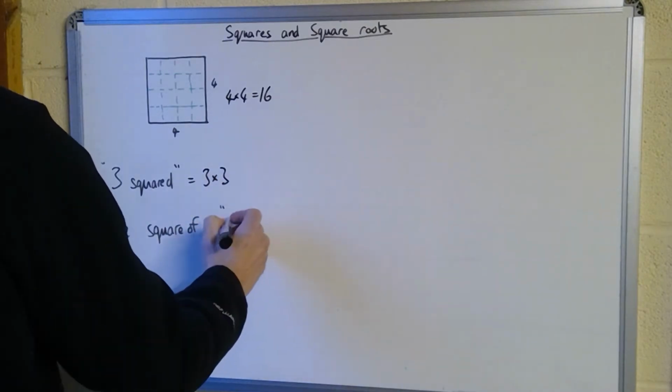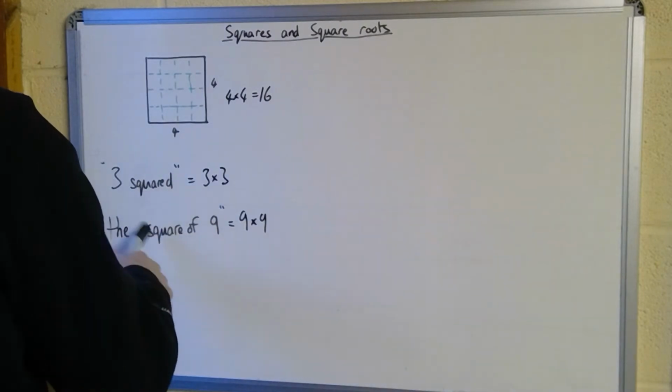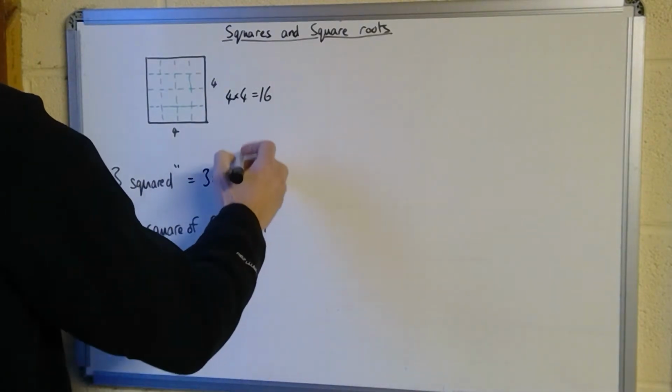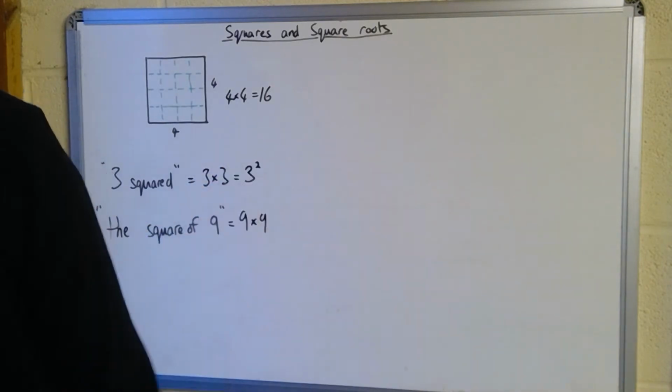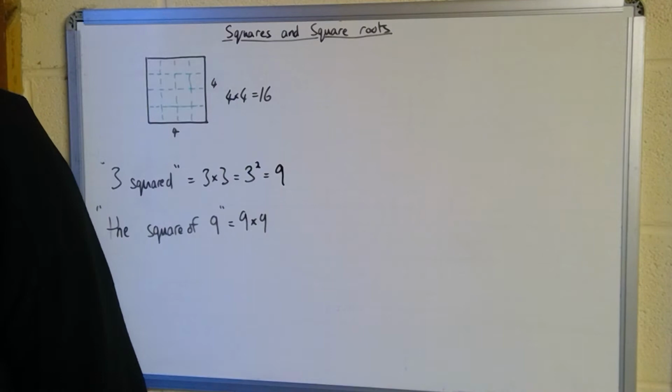The square of 9 is another way of describing it. So that would be 9 times 9. So we sometimes use different words to describe the same thing. And we use an index or a power, 3 with a small 2, and we call that a power of 2. And that means 3 squared. It's another way of writing it. And 3 times 3 is, of course, 9.